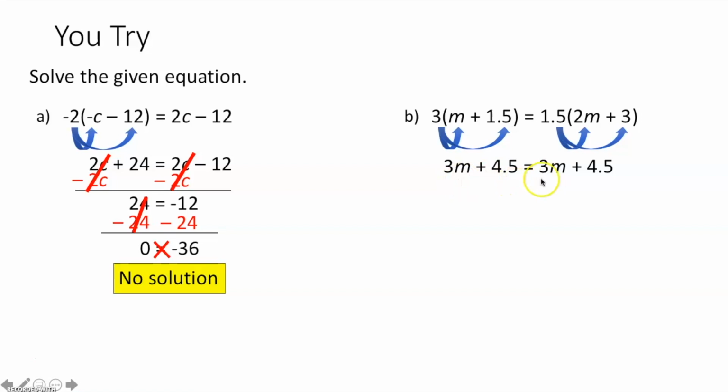Now again, right away, you can see, oh, that's the same thing on both sides. So right away, you already know this is going to be infinitely many solutions. If you didn't see that, keep solving. Step 2, move the variables to the left.